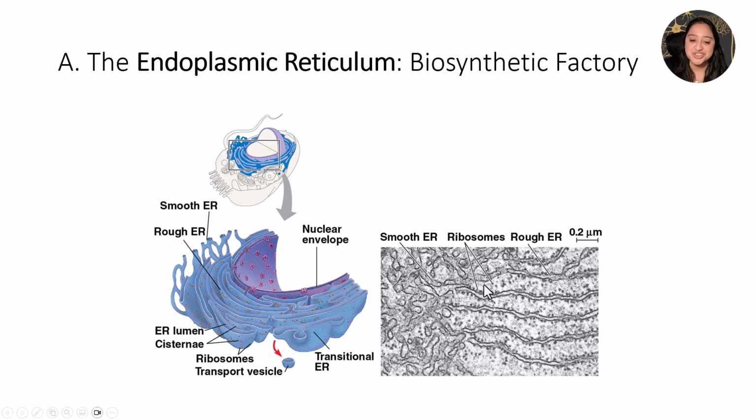So here's a picture, I assume a TEM image also, of the rough ER and the ribosomes that are bound to it. And then this is the smooth ER that looks different and is a little bit more like coral looking.